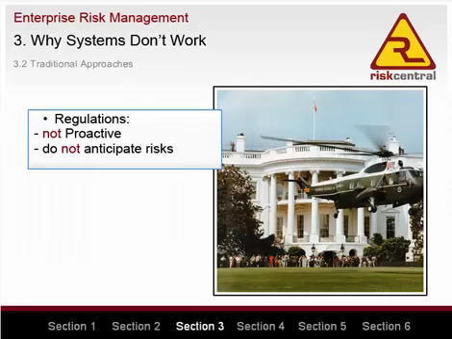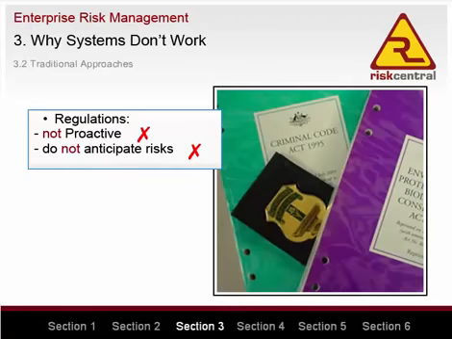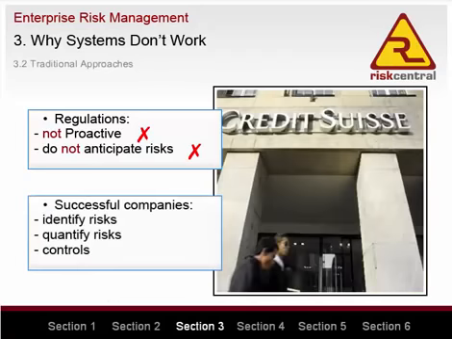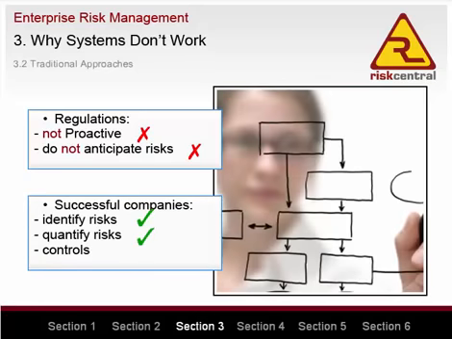Regulations, which are generally reactive rather than proactive, also did not anticipate this risk. Obviously, relying on regulations and industry norms is not ideal. In contrast, some organizations did identify and quantify these risks. They consequently had controls in place to reduce their losses.